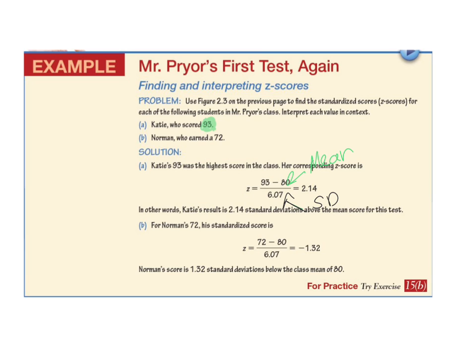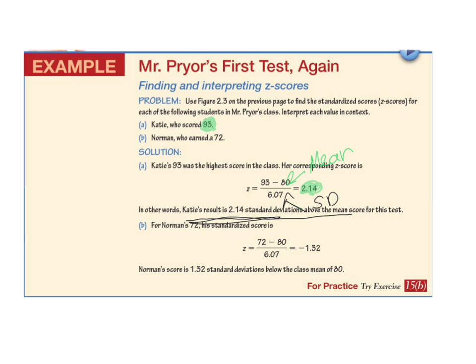2.14. Now, if we're interpreting that, you can read it right here, below. What that means is that Katie's result is 2.14 standard deviations above the mean. Now, if we look at Norman's score down below, Norman scored a 72. Now, 72 minus 80 is going to be a negative number. It's going to be negative 8, and negative 8 divided by 6.07 is going to be negative 1.32.